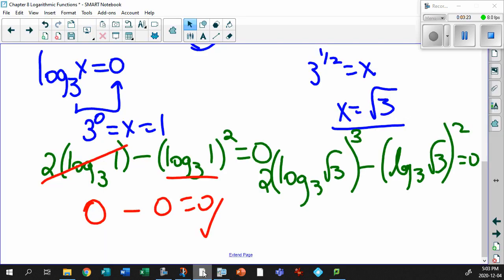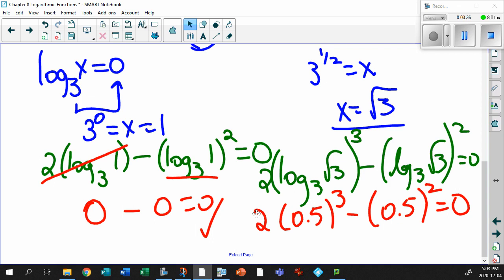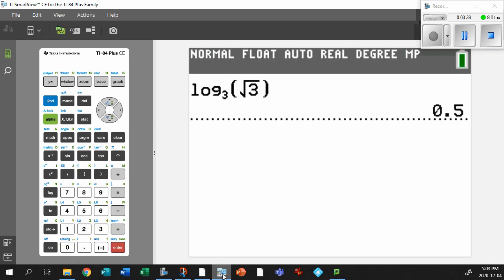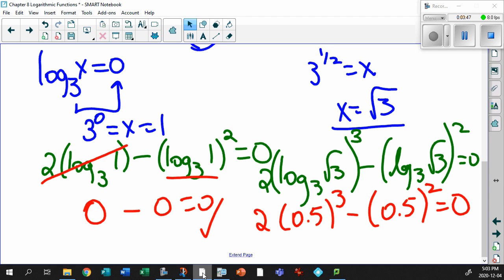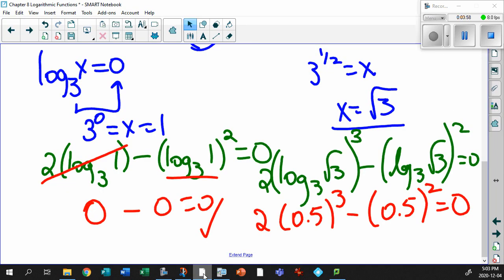Okay, go back to here. That means that this is 2 times 0.5 cubed minus 0.5 squared. Oh my goodness, I hope that gives us what we need here. Okay, so let's go back to the calculator. 2 times 0.5 cubed, minus 0.5 squared. Enter, gives us 0. Both of these work. It's just wonderful to see something like that. What a great question.